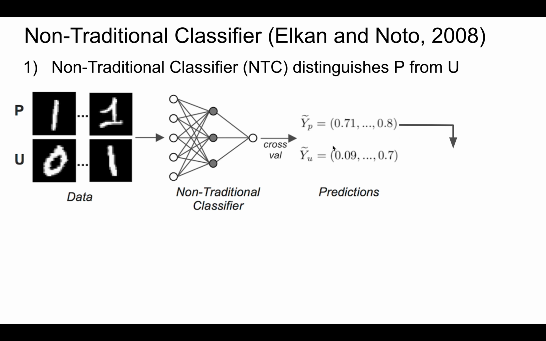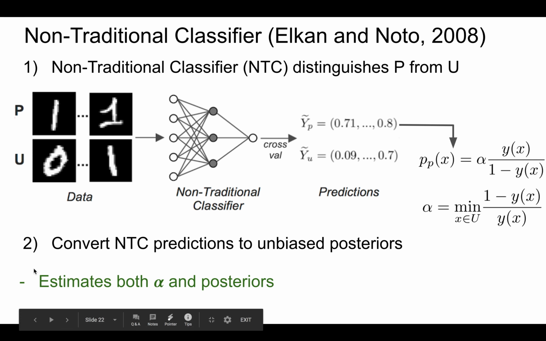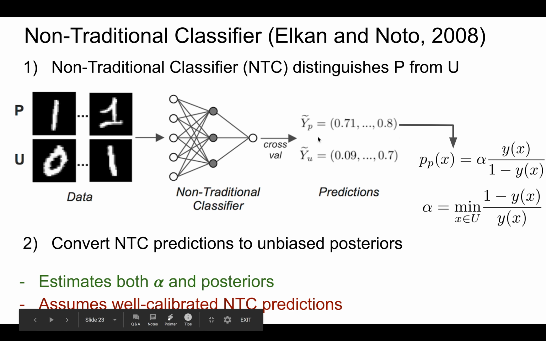And we can convert this very easily to the unbiased probability that it's either a 0 or a 1 using two simple equations. I'm not going to stop with them for too long. What's important is the notion of non-traditional classifier and the properties of this method, which are, first, that it estimates both priors and posteriors, which is great, but it doesn't usually work that well in practice due to this assumption that these predictions are well-calibrated probabilities. They are usually not, and this usually underperforms.